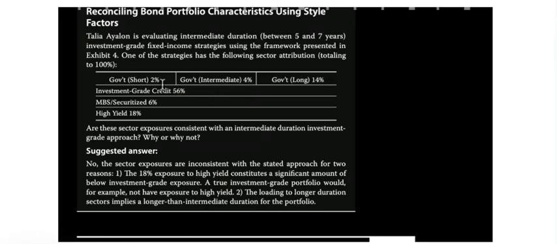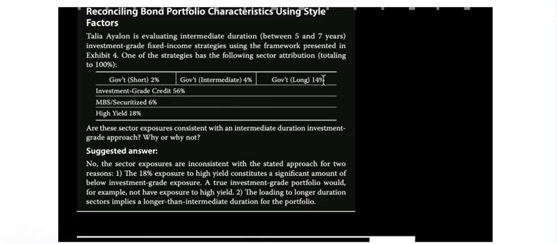If we take the return series of the portfolio we're looking at, we can say, look, 2% of your return can be explained by having exposure to short-term government bonds, 4% from intermediate bonds, and 14% from long-term bonds, 56% from investment-grade credit. You say you're an intermediate duration investment-grade fixed income strategist. Investment grade's only accounting for 56% of your return. You've got MBS and securitized in there for 6%, which is okay because you can get AAA mortgage-backed securities. That's investment grade. But high yield, that is not investment grade. That is exactly opposite investment grade. 18% of your return is from high yield.